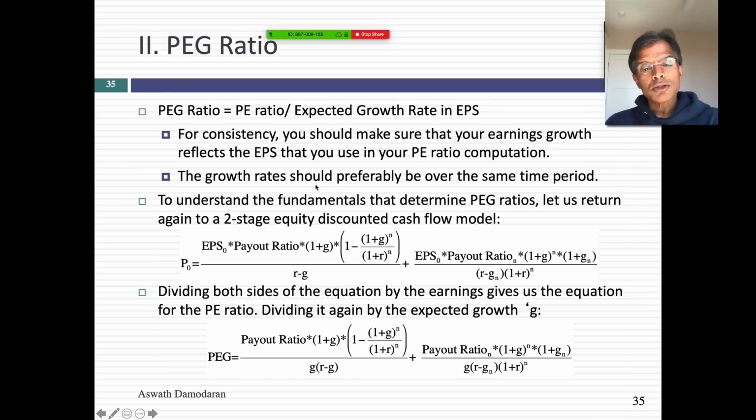To answer that question, here's what I did. I went back to that two-stage dividend discount model I showed you earlier. And then I divided both sides by earnings and growth.